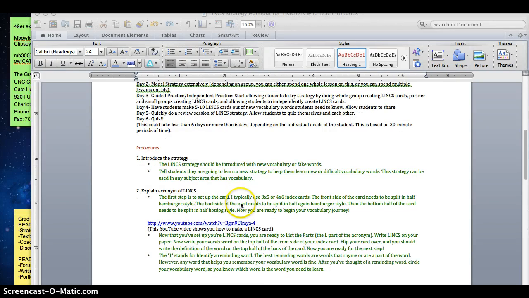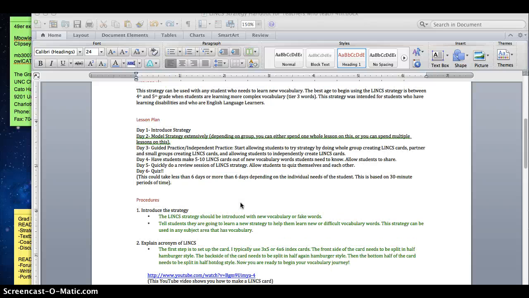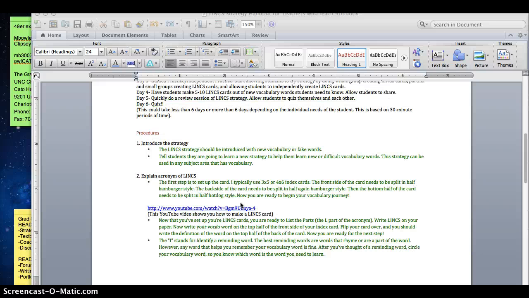And then day 5, review and have students maybe do some partner work and study with each other. Then day 6, have that quiz and see where your scores are. Another idea is to do a pre-test and a post-test, and that way you can see the growth and the effectiveness of the LINK strategy.